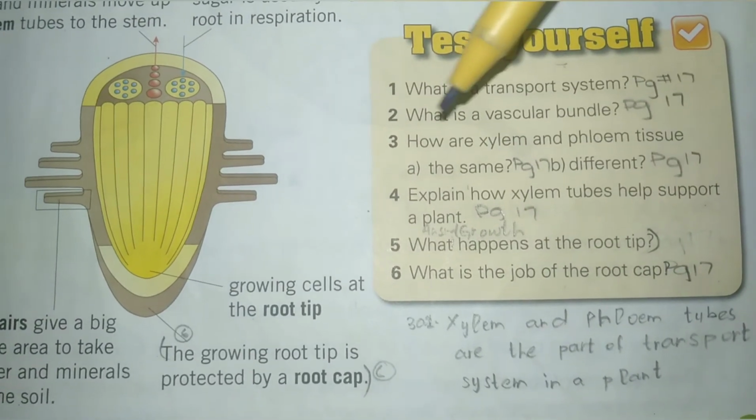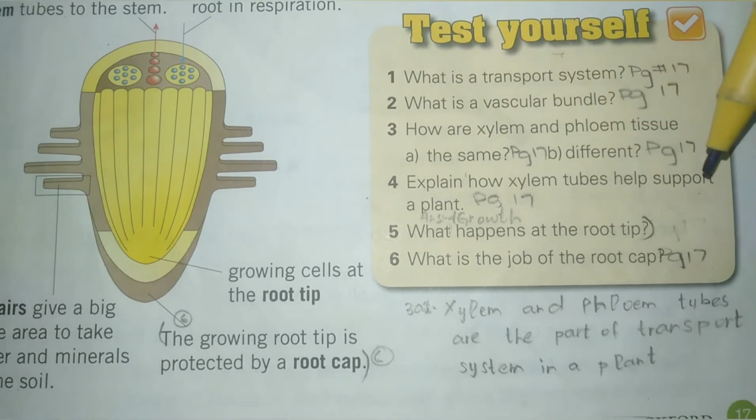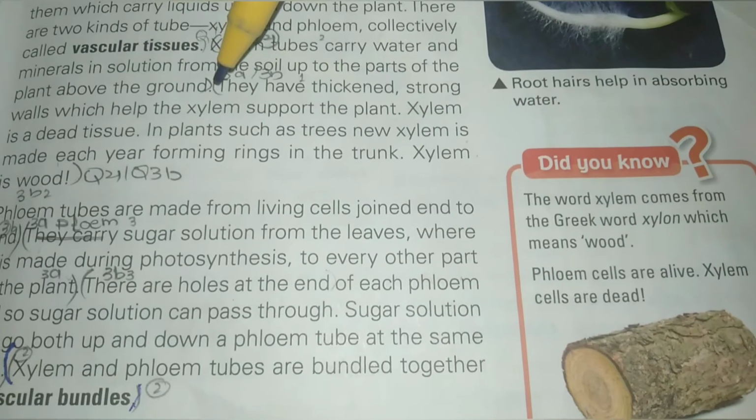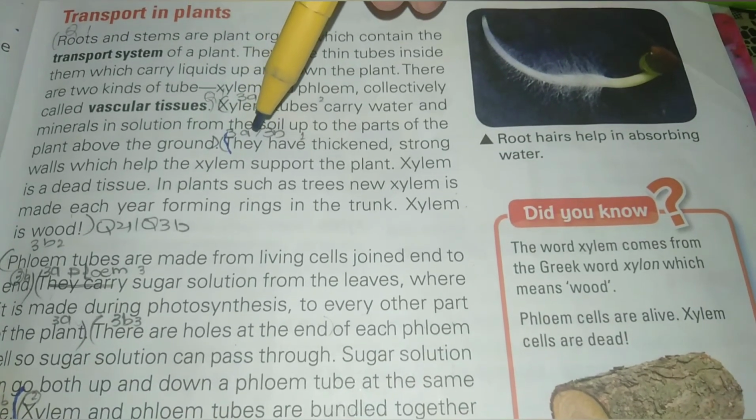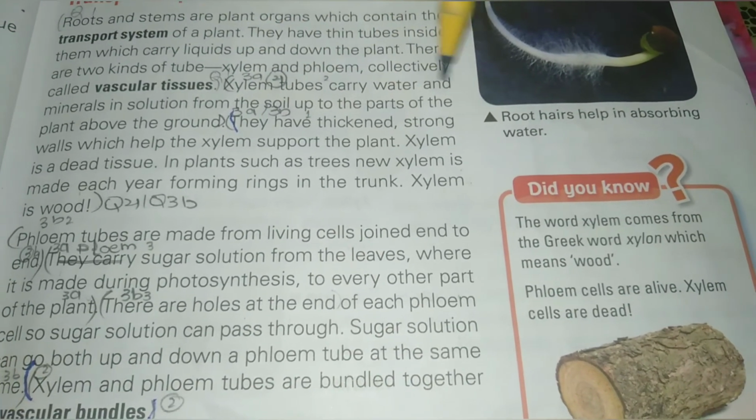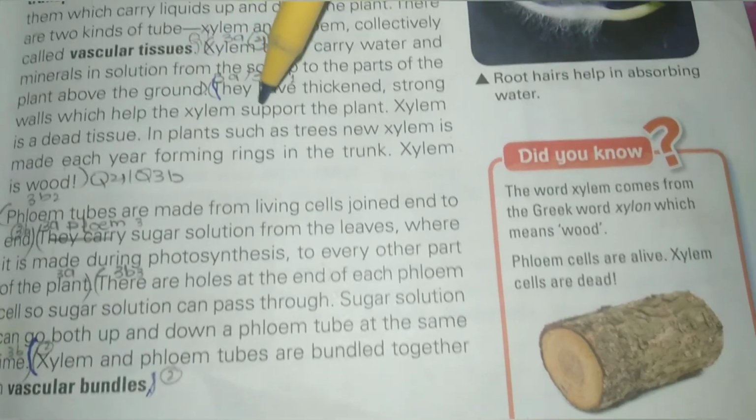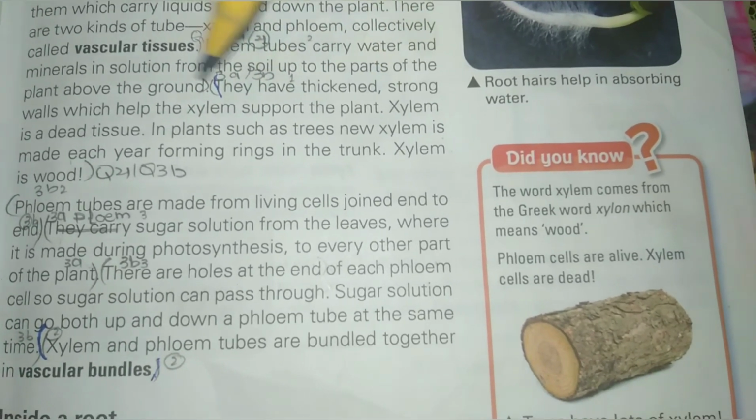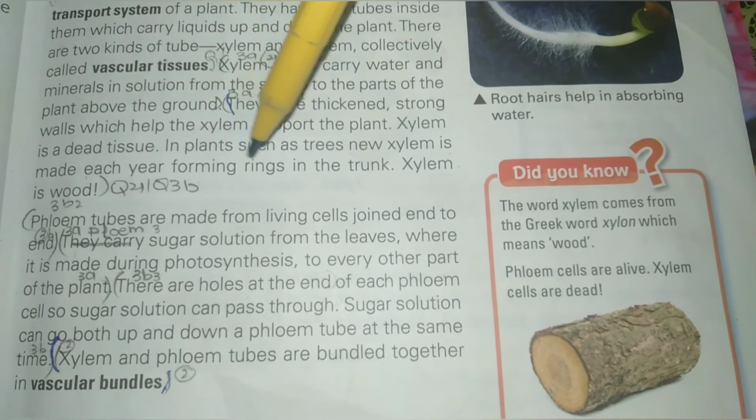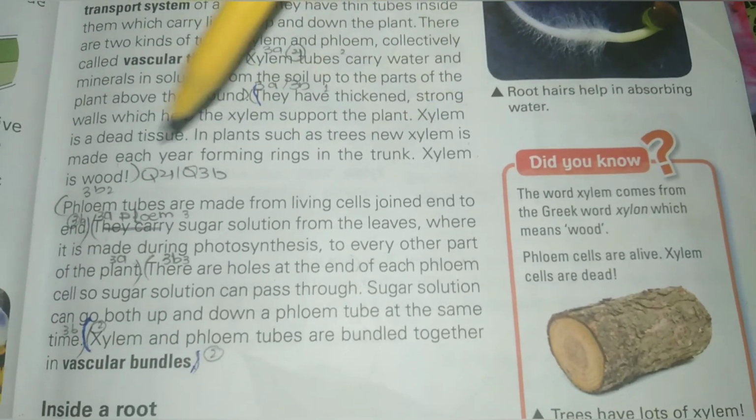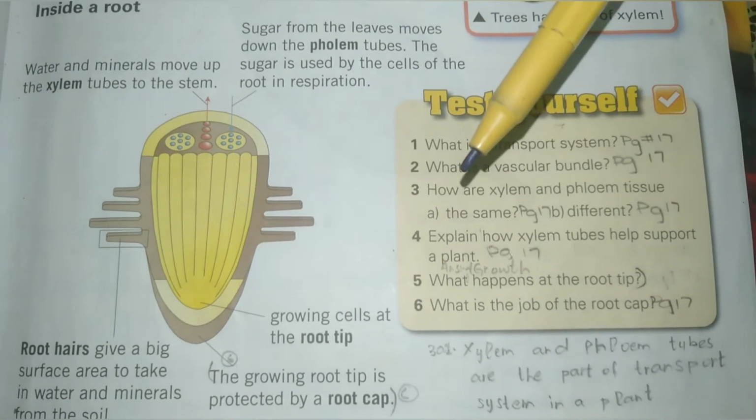Question number 4. Explain how xylem tubes help support a plant. The answer will start from this line. Instead of they, you have to write xylems have thickened strong walls which help the xylem support the plant. Xylem is a dead tissue in plants such as tree. New xylem is made each year, forming rings in the trunk. Xylem is wood.